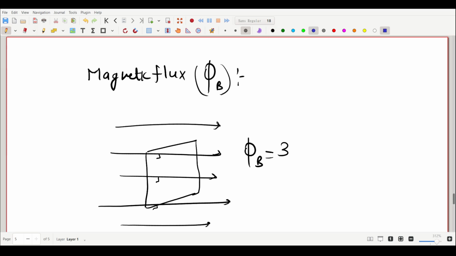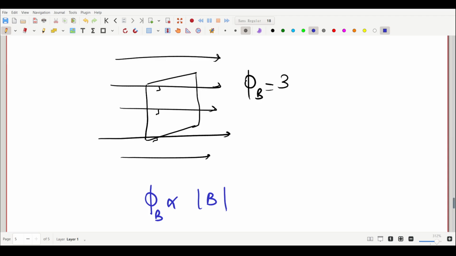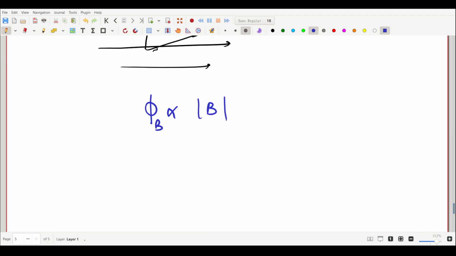We observe one thing. The magnetic flux, phi B, is directly proportional to the strength of magnetic field. Why? Because the greater the strength of the magnetic field, the denser the magnetic field lines. More lines will be passing through your plane. This is what you want for a greater magnetic flux. So flux is directly proportional to the strength of magnetic field B. Because the higher the value of B, the denser the lines, more lines are passing, so the phi value is higher.